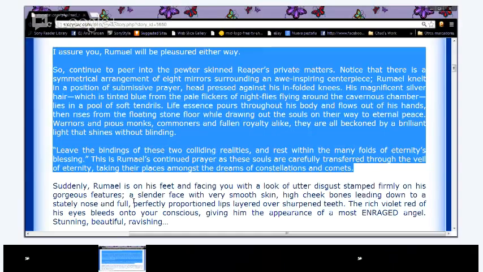Leave the blindings of these two colliding realities and rest within the many folds of eternity blessing. This is Roman's continued prayer as these souls are carefully transferred through the veil of eternity, taking their places amongst the dream of constellations and comets. Okay, very good, thank you.